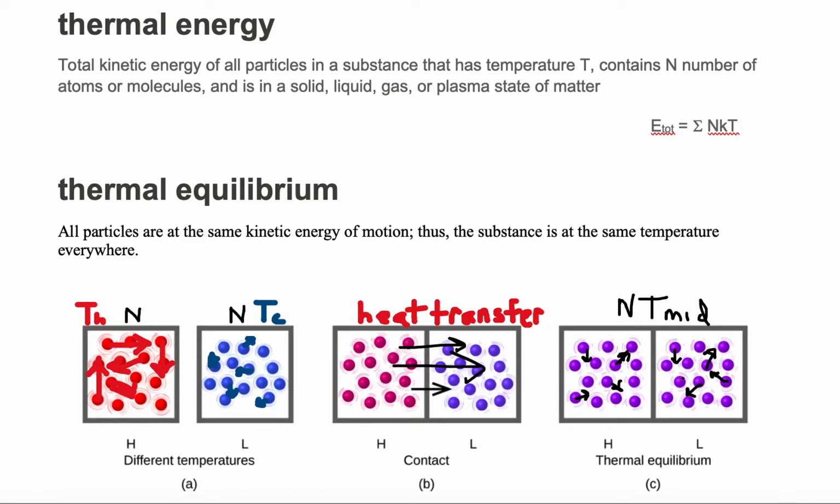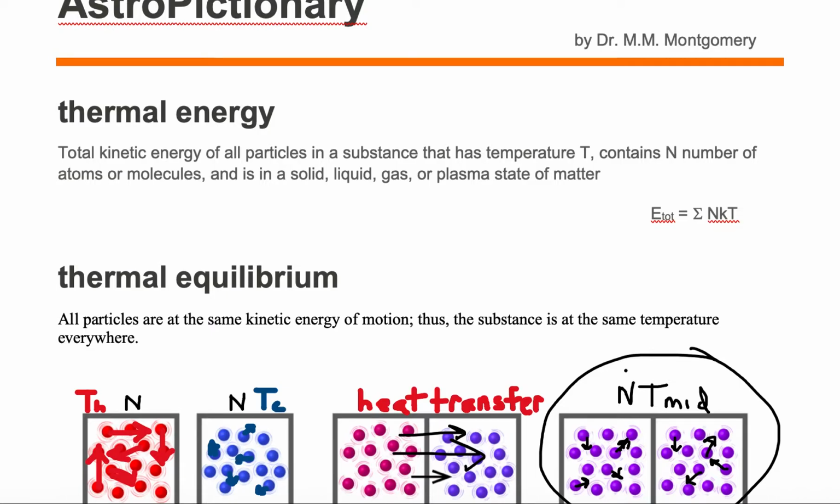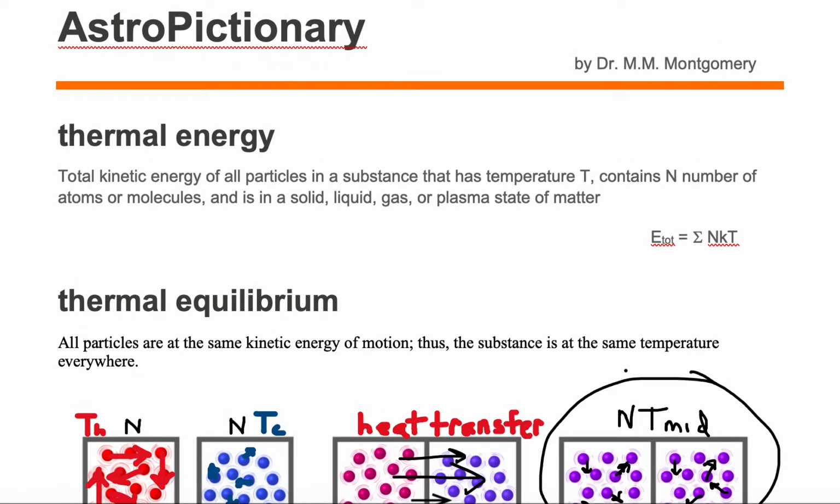Therefore, since all the particles in both boxes are moving at the same speed, we are in a state of thermal equilibrium. And the temperature in both boxes is exactly the same because the particle speeds are exactly the same. So this is what we mean by thermal energy and thermal equilibrium.